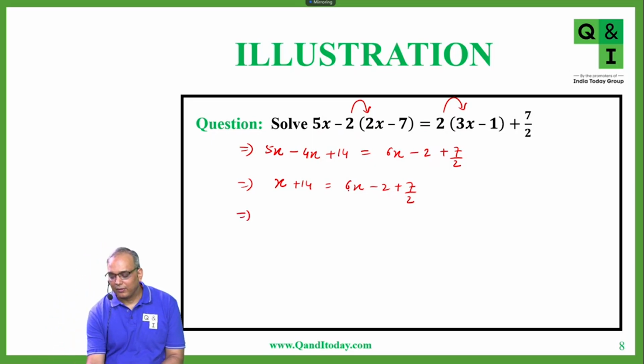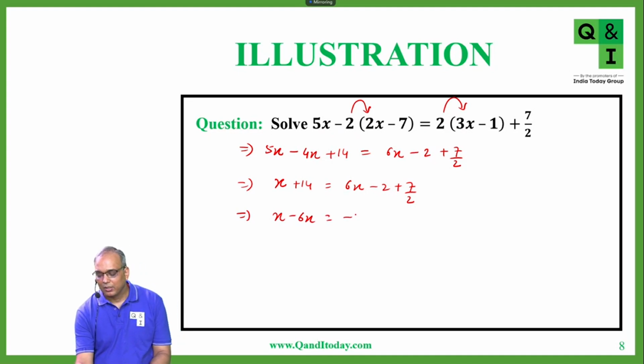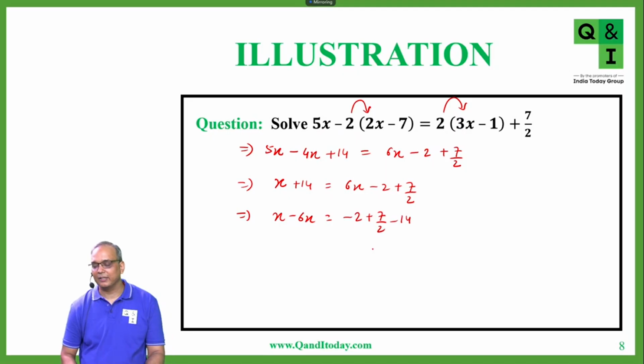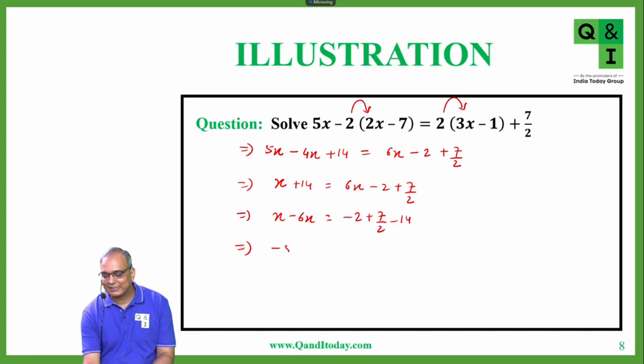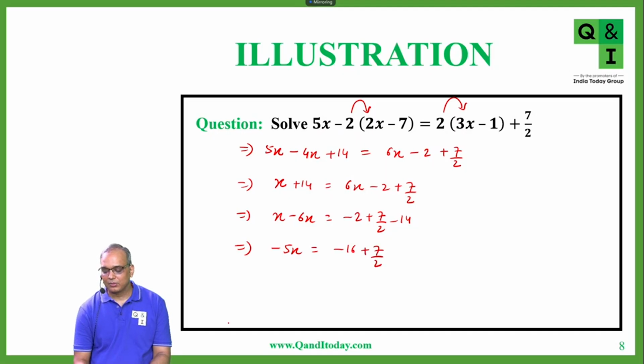So when we bring 6x to the left side, we have x minus 6x is equal to minus 2 plus 7 by 2 minus 14. So this can be written as x minus 6x is minus 5x, and then minus 2 minus 14 is minus 16 plus 7 by 2. Now this will give you minus 5x.